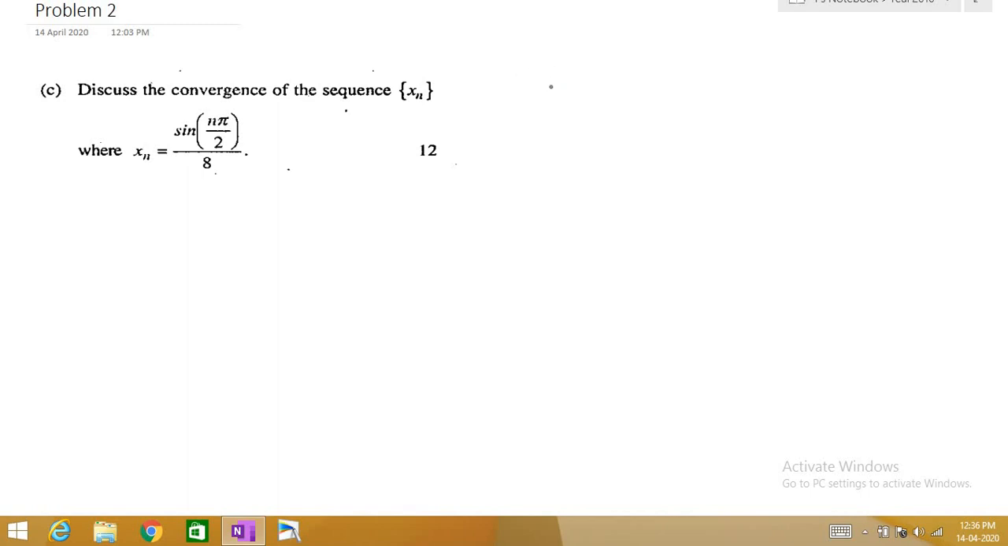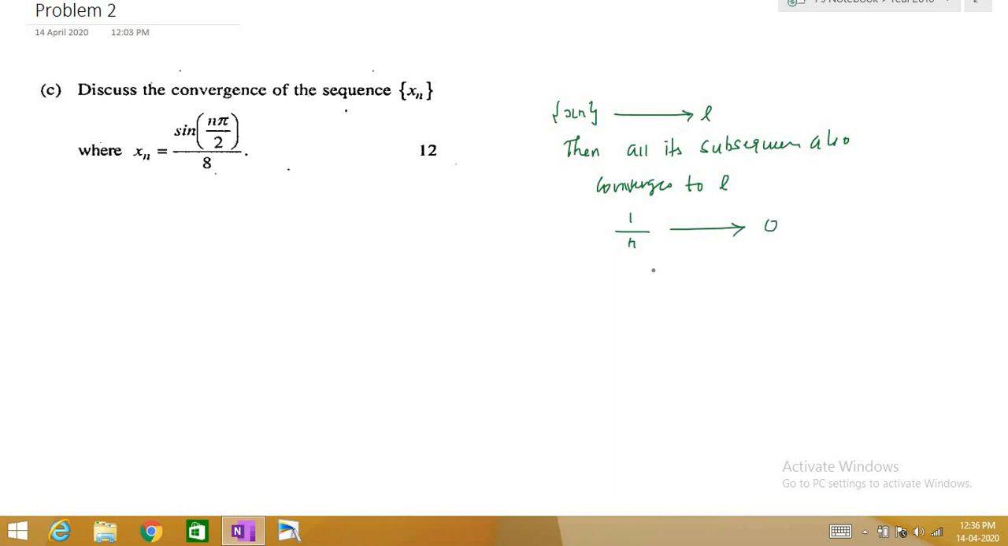Just now I said, if a sequence xn converges to L, then all its subsequences also converge to L. This is a very important theorem. For example, let us say the sequence 1 by n. This converges to 0. Let us take the subsequences 1 by 2n, 1 by 4n. All are subsequences, right? A subsequence is nothing but a subset of a sequence. You can see this sequence also converges to 0.